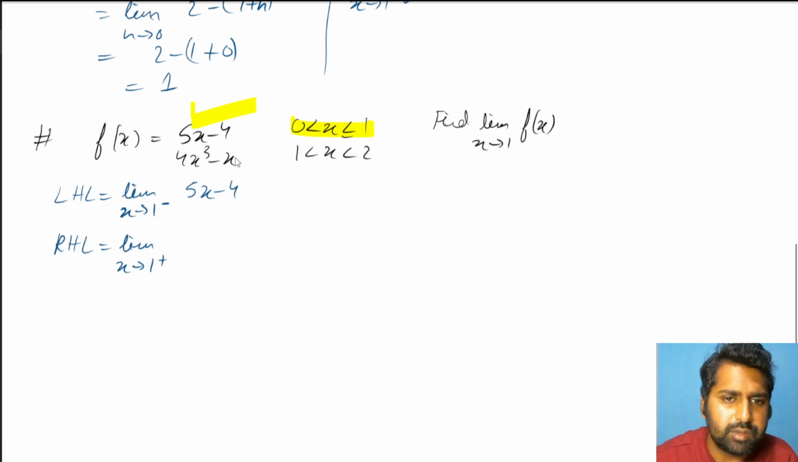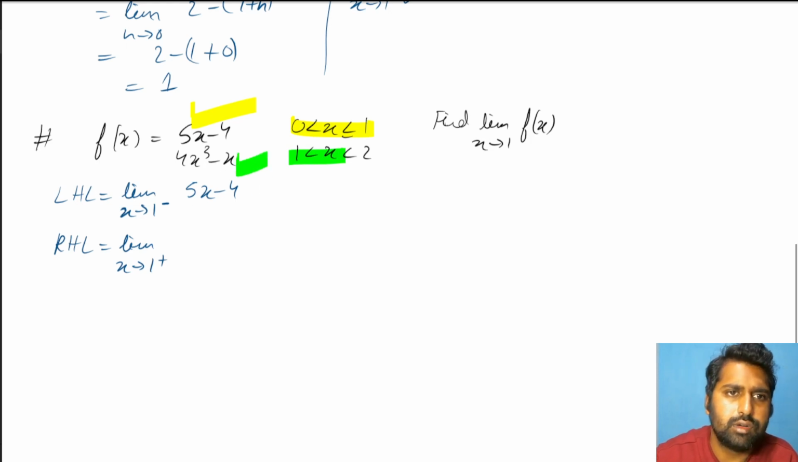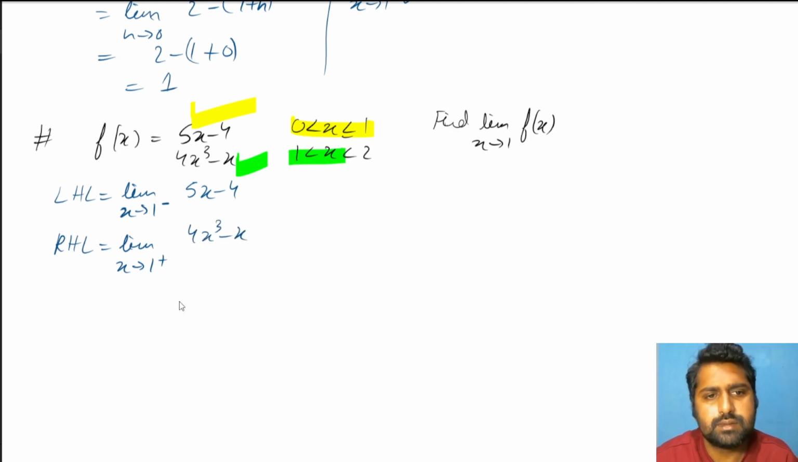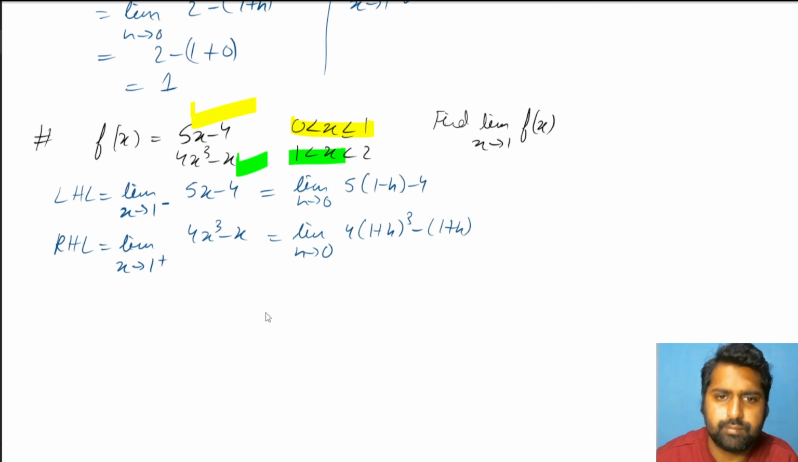For the second one, 1 plus means more than 1. Here x is more than 1, so this has to be your function, 4x cube minus x. Now change it in h: limit h tends to 0, replace x with 1 minus h. Here also replace x, this time, with 1 plus h whole cube minus 1 plus h, and then put h as 0.